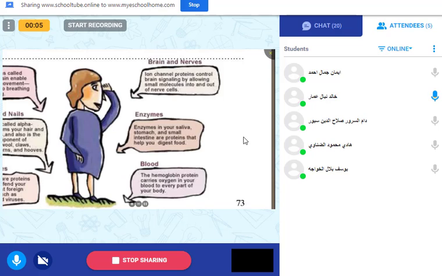Enzymes in your saliva, stomach, and small intestine are proteins that help you digest food. Exactly. Enzymes in your saliva, in your stomach, and small intestine are the proteins that help you digest the food. So these enzymes, in fact, are proteins. Yes. Khalid, what about the blood?